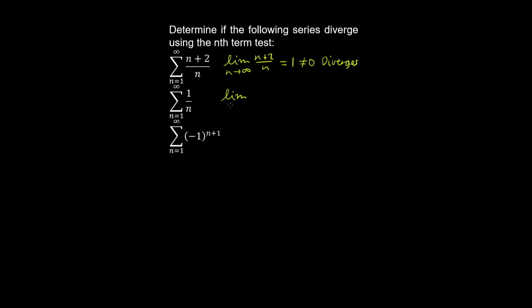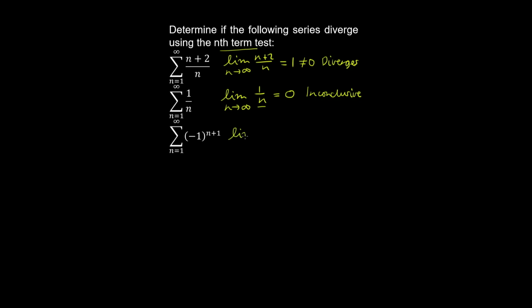Now if we take the same step for the next series, well, in this case, the limit is 0, so the test is inconclusive. Because regardless of this sequence converging, the sequence of partial sums may converge or diverge. So this test only tells us if a series diverges.